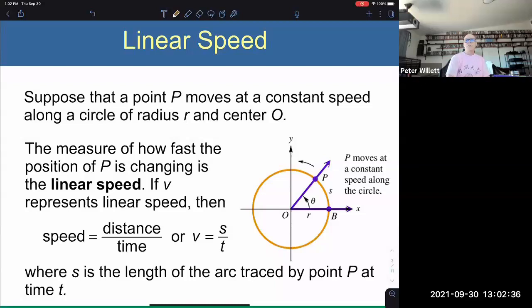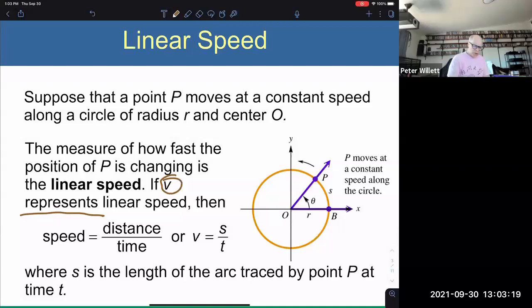So the linear speed is how fast the point is moving. You can imagine the point is a car driving around in a circle or a person running around a track in a circle, and it's literally just how fast they're going. And as usual, speed is a measurement of distance divided by time. They're using a v here to represent it. It says if v represents the linear speed, and that's because v stands for velocity. So v is the velocity or the speed of the point traveling around a circle.